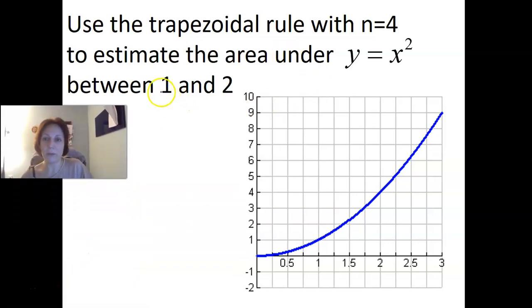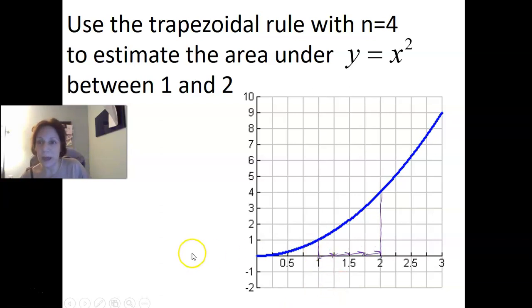Okay, so I want to go from 1 to 2, and I want 4 intervals. So look, 1, 2, 3, 4. I see a nice height that I can use. If I go from 1 to 1 1/4, 1 1/4 to 1 1/2, 1 1/2 to 1.75, and 1.75 to 2, that will get me 4 intervals.